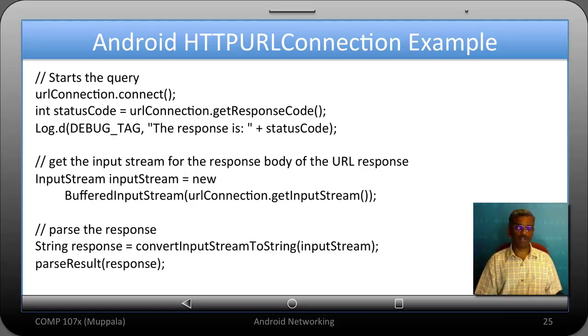This convert input stream to string method that we implemented in the previous exercise includes the code that reads from the input stream line by line and converts it into a string. Once that string is obtained, this is the JSON string that we are looking for. This string will then be parsed in order to extract the information from the JSON strings. So that's the broad procedure we use to connect to a server and download data from a server using the GET operation.